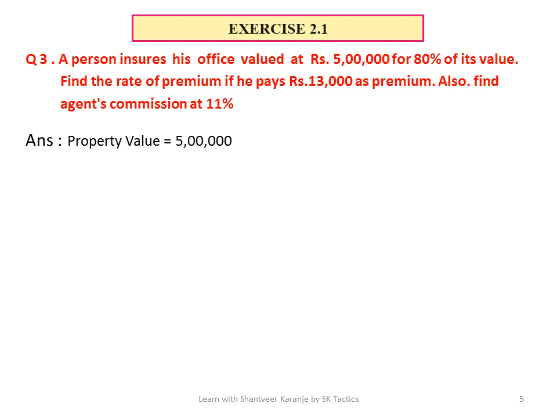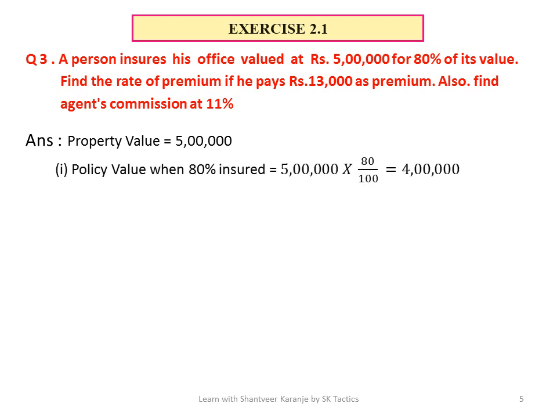So here we need to find the rate of premium when premium is given. Also find agent's commission at 11%. Let's see how to answer this question. So policy value is given 5 lakh and 80% is insured. Property value is given 5 lakh and policy value is calculated by 80% of the property value. So 5 lakh into 80 by 100 gives me 4 lakh. Now policy value is 4 lakh, on which premium is 13,000, it is given.